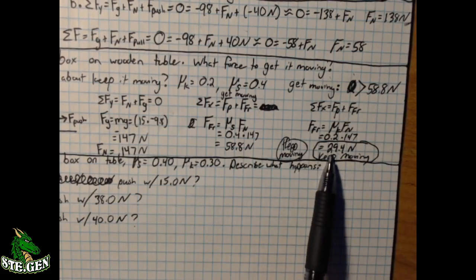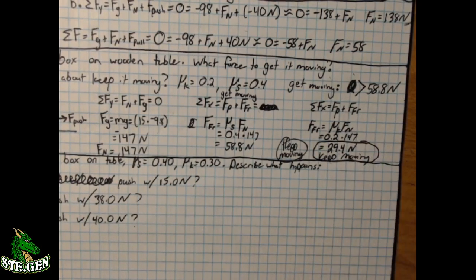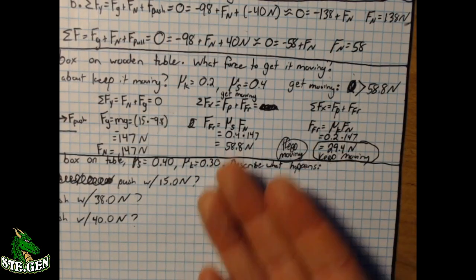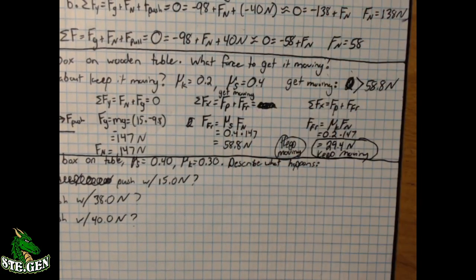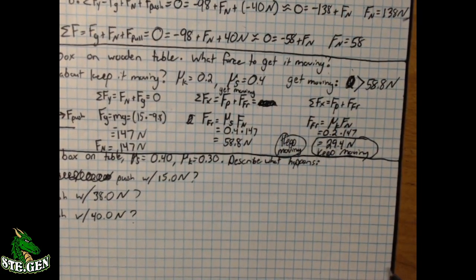And in this case, the frictional force is 29.4. So you just need to keep applying 29.4 newtons of force over and over again into it as you're pushing it. And that will keep it moving at the speed that it was moving at when you started applying that force to it.